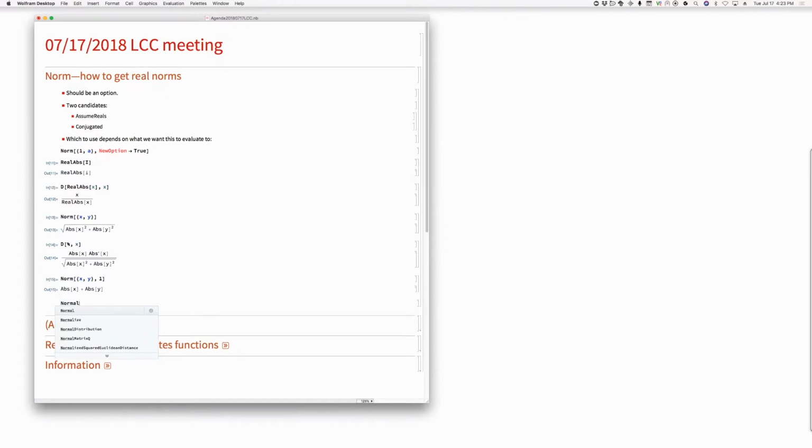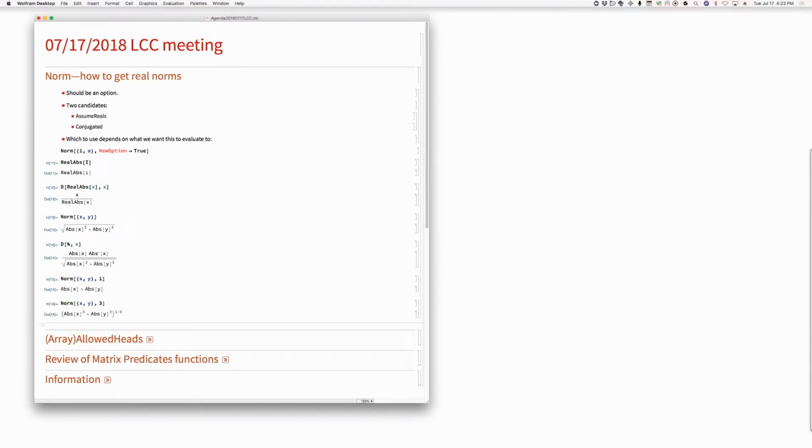Right. And I can get crazy things like that too. Now, when do you not want RealAbs in the case of Norm? When the norm is an even integer. Well, okay, there's a question. If p is a rational with an even numerator, you can avoid the RealAbs.